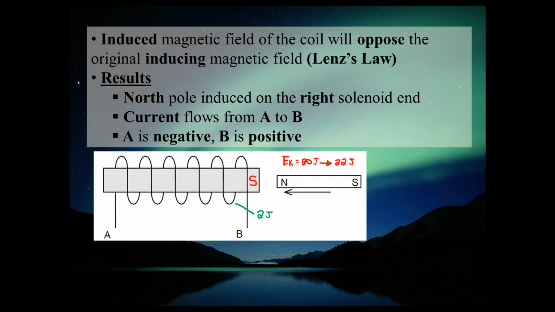So really, when it comes down to it, what is Lenz's law a statement of? It's really just a statement of conservation of energy. So the motion of your original bar magnet is always going to be slowed down because it needs to lose some of its kinetic energy to give it to the solenoid.